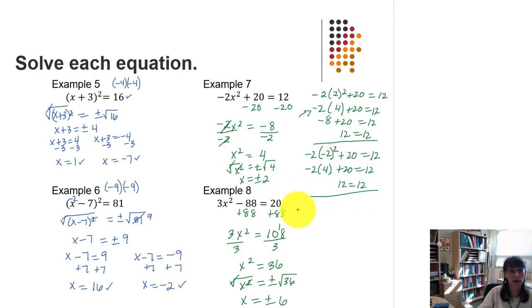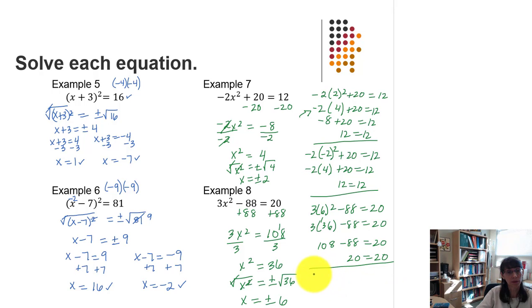3 times x squared would be 3 times 6 squared minus 88 equal to 20. Let's see if that works. 3 times 36 minus 88 equals 20. Now 3 times 6 is 18. Carry the 1. 3 times 3 is 9. Add one more. That's 108 minus 88 equals 20. Sure enough, 20 equals 20. So positive 6 works. Let's try negative 6.